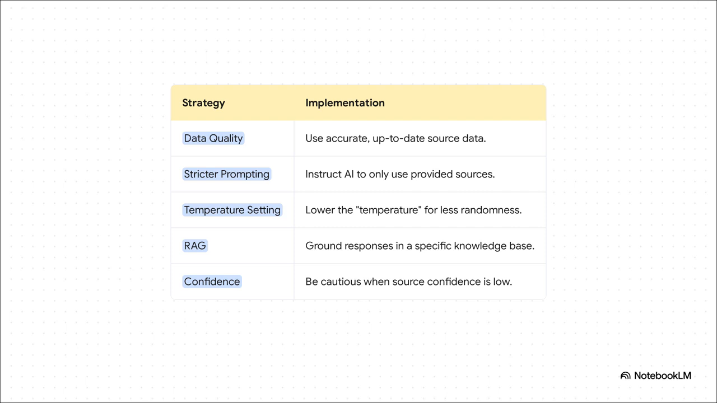We can also lower the model's temperature. Think of it like a creativity dial. Turning it down makes the AI more focused and factual. Then you combine that with a solid RAG system to keep it grounded in facts, and you can even set confidence thresholds so it's more cautious when it's on shaky ground.